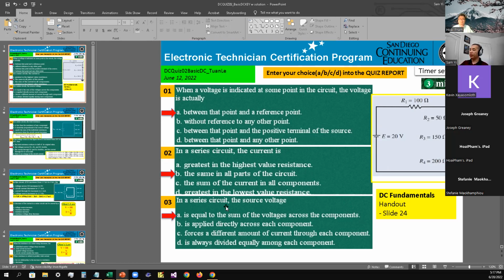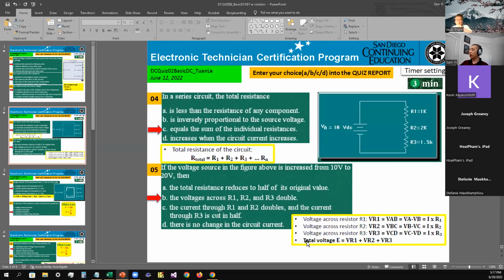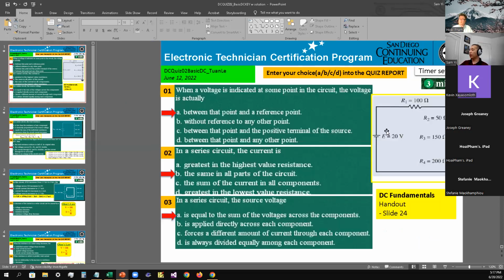Okay, number 3, in a series circuit, the source voltage here would equal the voltage drop at each of the resistance locations. So you've got the voltage VR1, for example, and the voltage drop over R2, voltage over R3. The voltage drops added together equal whatever we apply into the circuit, the VA. In this case, this is the E. So the answer equals the sum of the voltage across the components. So the answer is A as in apple for number 3.